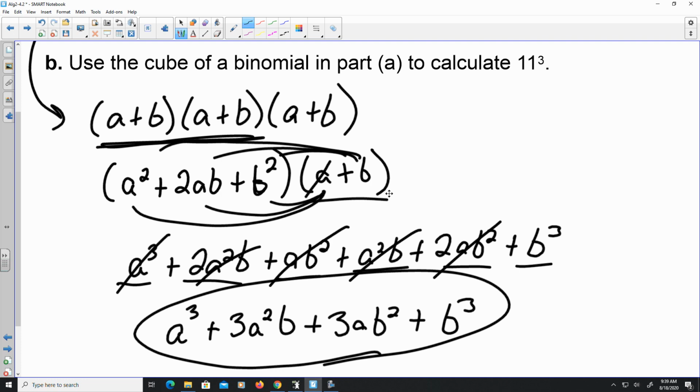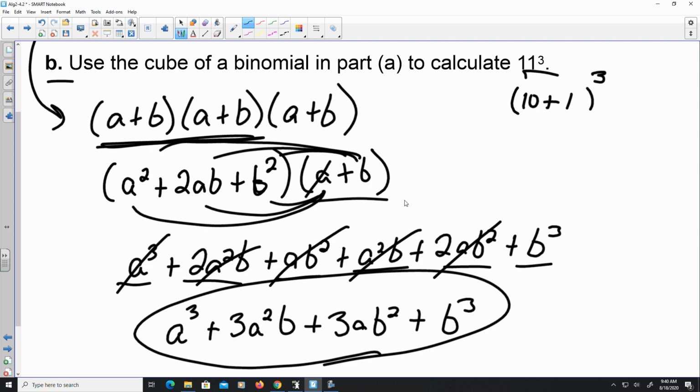So for part B, they want us to use the cube of a binomial in part A to calculate 11 to the third power. What you're essentially going to do is break up 11 into a sum. So instead of writing it as 11, I'm going to write it as 10 plus 1 quantity cubed. You could write it as any series of sums, but I feel this is just the easiest way to go about it.